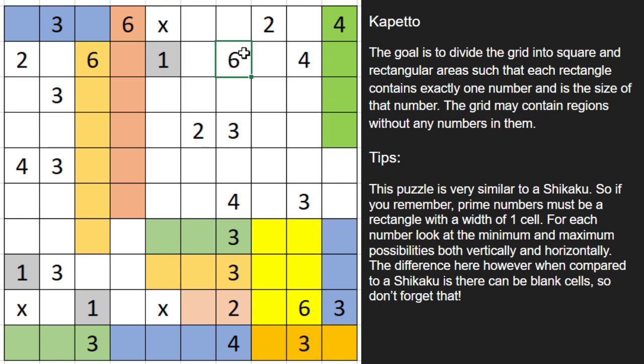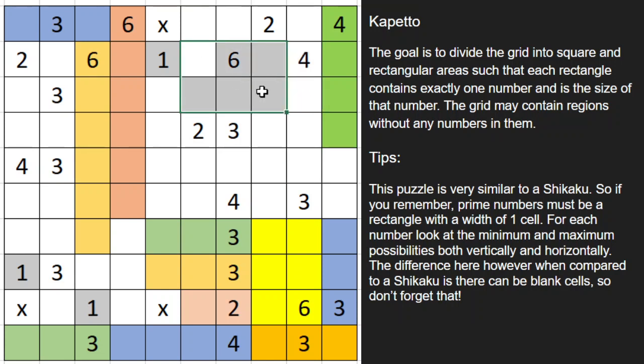Now this 6, it's a pretty big number in a really small area. So if we think about it, it's going to have to be a 2 by 3. There's not enough space for it to be a 6 by 1 rectangle. So it either has to be these 6 cells or these 6 cells. And let's think about it. If it's these 6 cells, that forces this 4 to be a single file, either like that or like that.